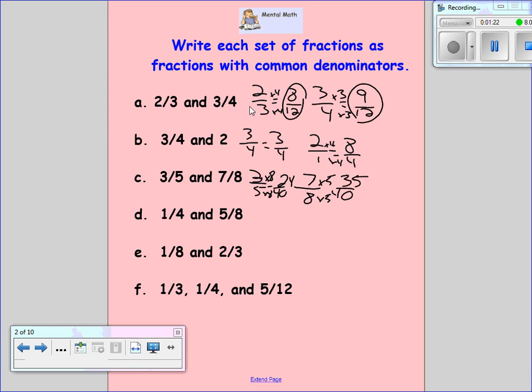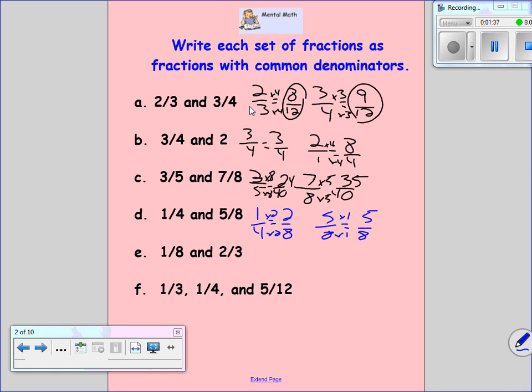Change colors here. Let's keep going. We have 1/4 and 5/8. 4 and 8, they both go into 8. Times 2 gives me 2/8. Pretty easy. It's 5/8 because we're going times 1, times 1.